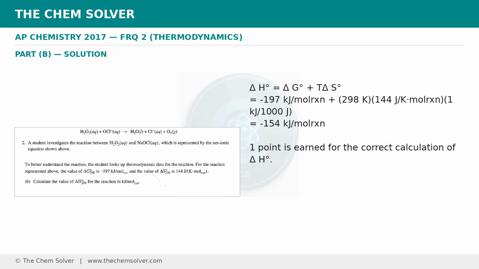To better understand, ΔH° equals ΔG° plus TΔS° equals −197 kilojoules per mole of reaction plus 298 Kelvin times 144 J over K·mol rxn times 1 kilojoule over 1000 J equals −154 kilojoules per mole of reaction. 1 point is earned for the correct calculation of ΔH°.